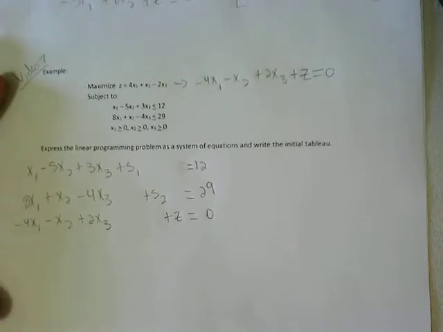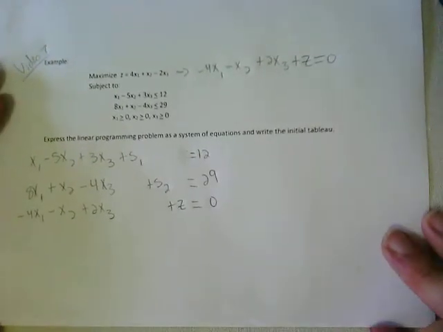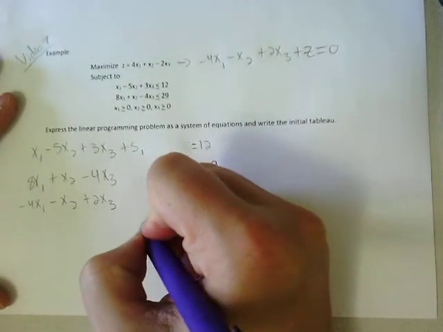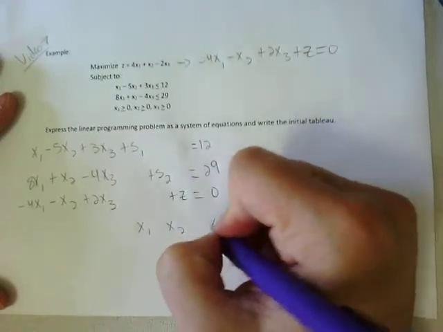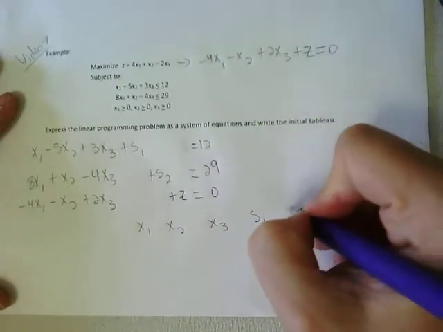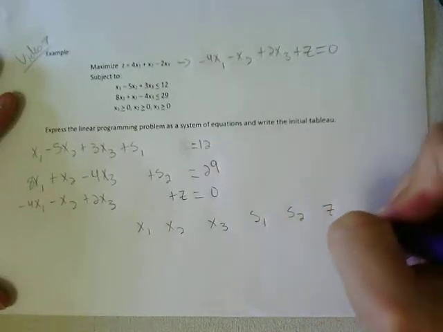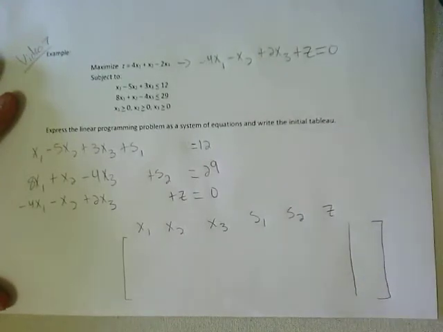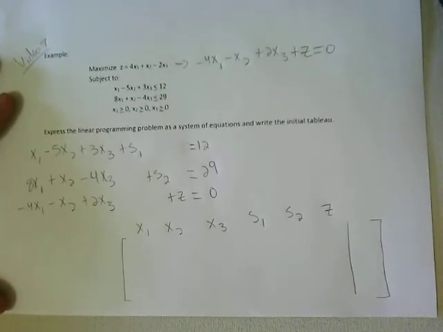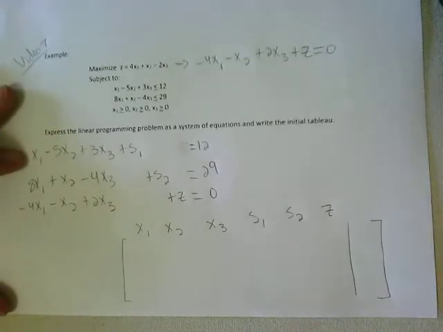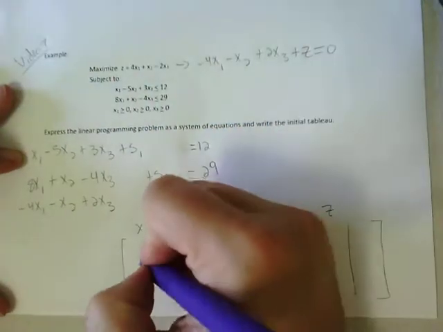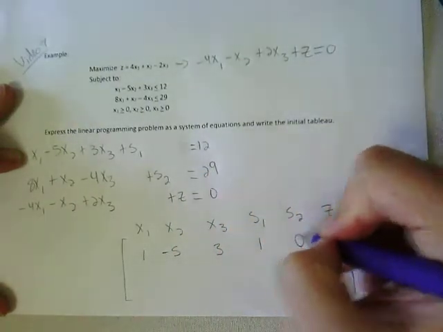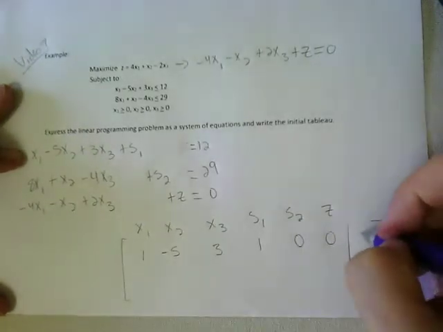Okay, so for the tableau that I'm going to have from this, I'll put it down here so that we have some room. We'll have columns for x1, x2, x3, s1, s2, and z. And then finally we will have our row that has our constants in it. I could write C there, but I don't need to add any more letters. That gives me for my coefficients then 1, negative 5, 3, 1. Then I don't have s2 or z, so I'll put zeros and 12.